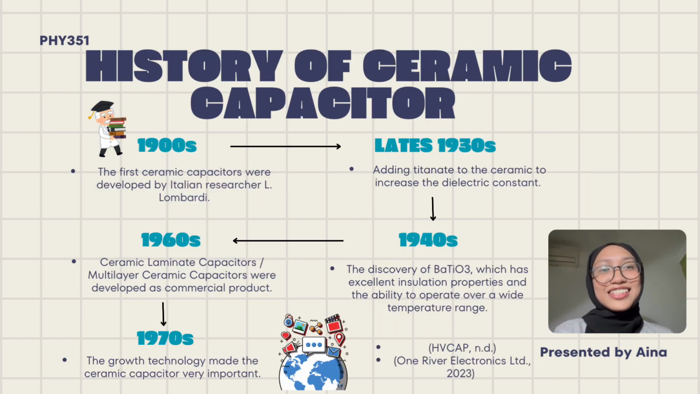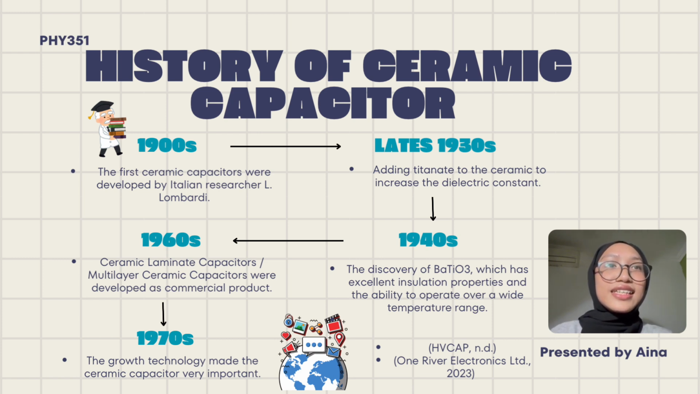Okay, next is the history of ceramic capacitors. Ceramic capacitors were first developed in 1900 using a ceramic material as a dielectric insulator, and a major improvement happened in the late 1930s when scientists added titanium to increase the dielectric constant, making the capacitor more efficient. Around 1940, scientists discovered barium titanate, which allowed ceramic capacitors to be used in military electronics because it has excellent insulation properties and the ability to operate over a wide range of temperatures.